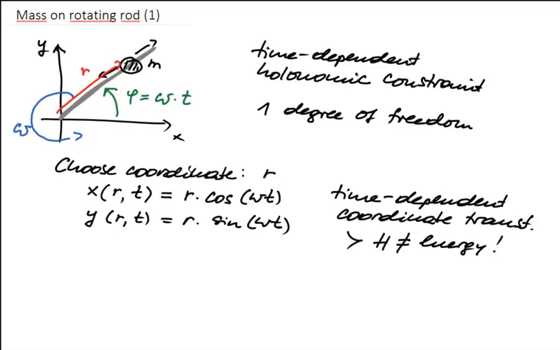Next, we have to evaluate the Lagrange function. For that we need the kinetic energy and the potential energy. The potential energy, however, is 0. There is no potential in this problem. We only have the kinetic energy, so the Lagrange function is simply given by the kinetic energy. In Cartesian coordinates, this is the usual expression, mass over 2, velocity squared.